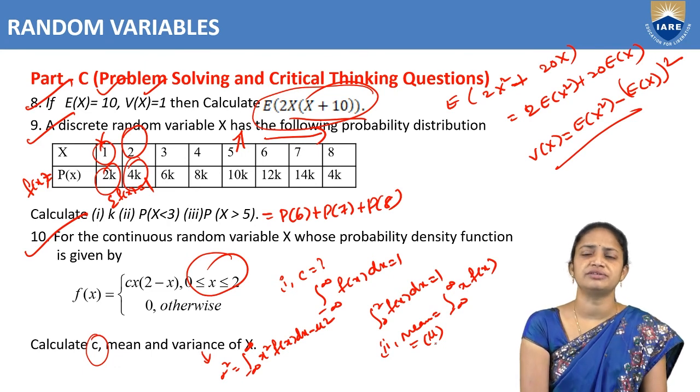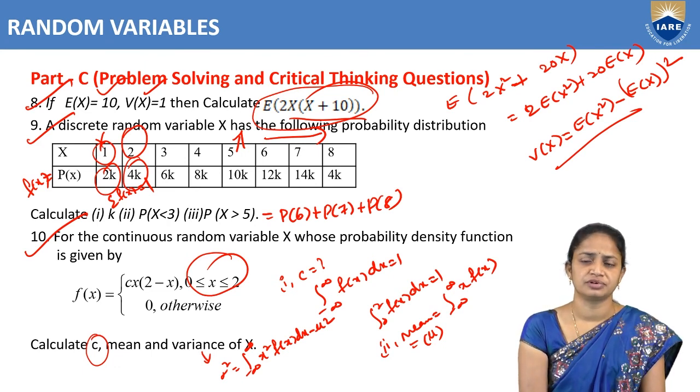Okay, so this is our question bank discussion on module 1, random variables.